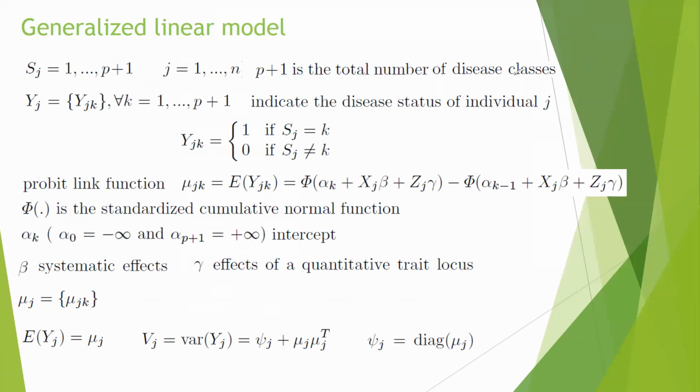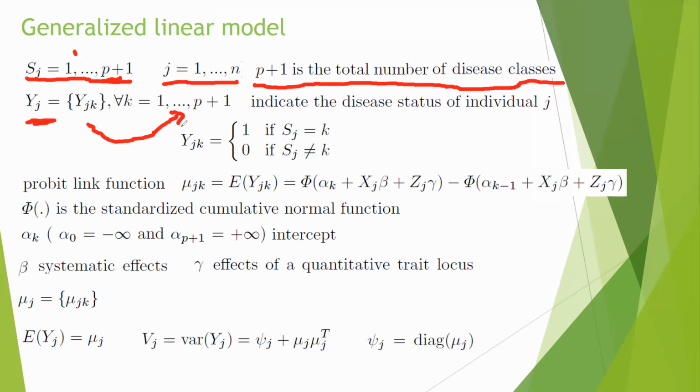So here, I'm going to give you an example. This is a more generalized situation. Suppose we have categories from 1 to p+1, and we have n samples in this study. So p+1 is the total number of disease classes, and each individual can fall into one of these p+1 disease categories, right? And we use this capital Y random variable to show which category each individual belongs to.